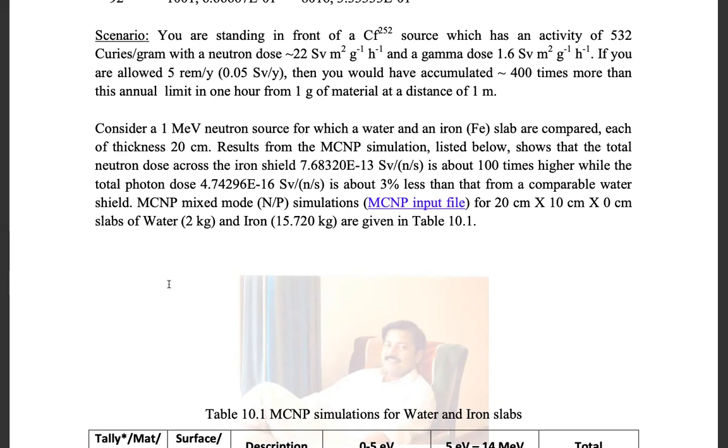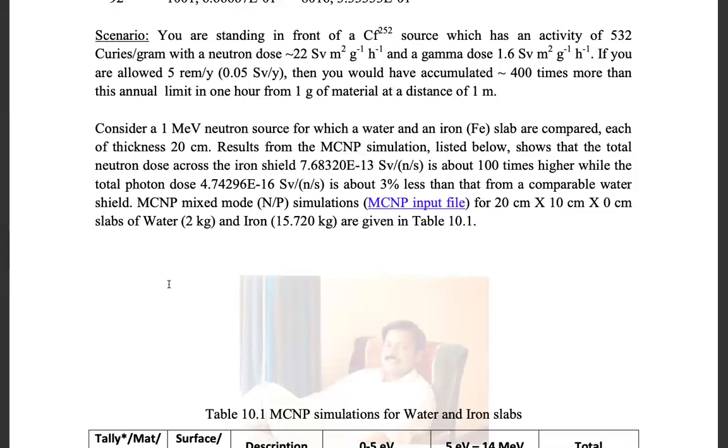So consider a 1 MeV neutron source for which a water and an iron slab are compared, each of thickness 20 centimeters. Now results from the MCNP simulation listed below in the table, I'll just show you. They show that the total neutron dose across the iron shield is about 100 times higher, while the photon dose is about 3% less than that for a comparable water shield. Now, I carried out MCNP mixed mode simulations. So you can run the Monte Carlo simulation for neutrons only, for photons only, and the third way is for neutrons and photons together, because photons, which are gammas or X-rays, can be produced by the N-gamma reaction.